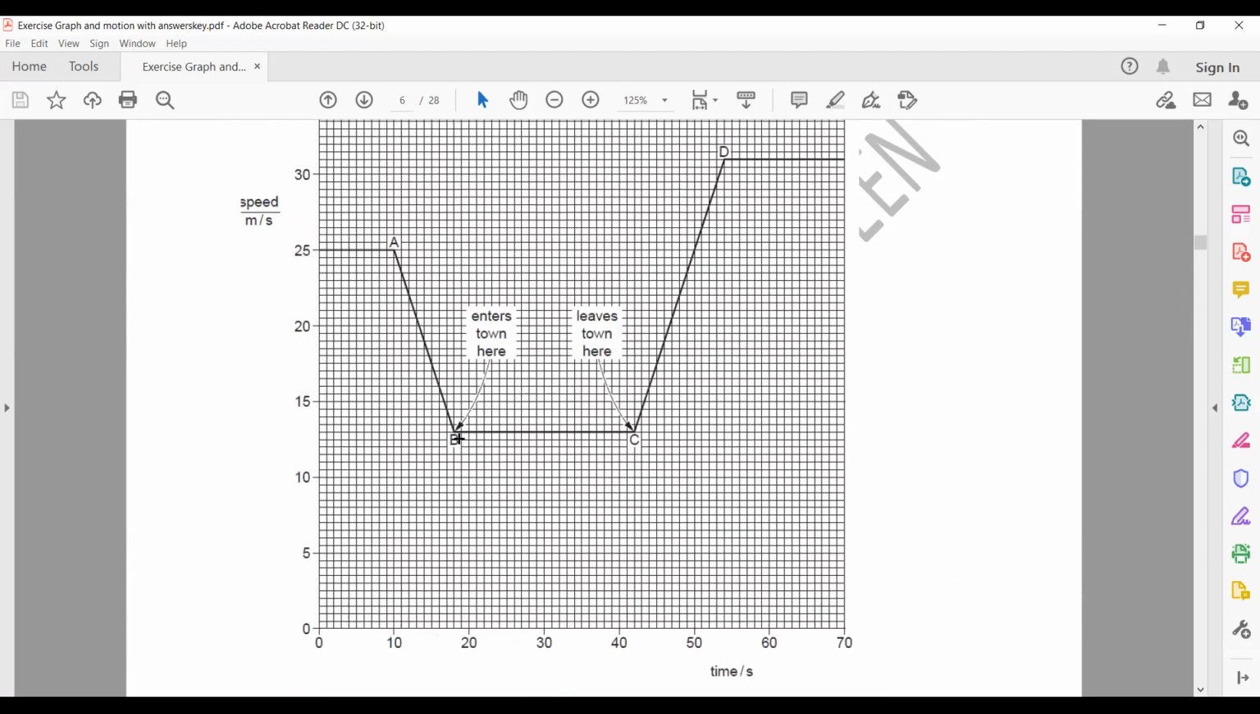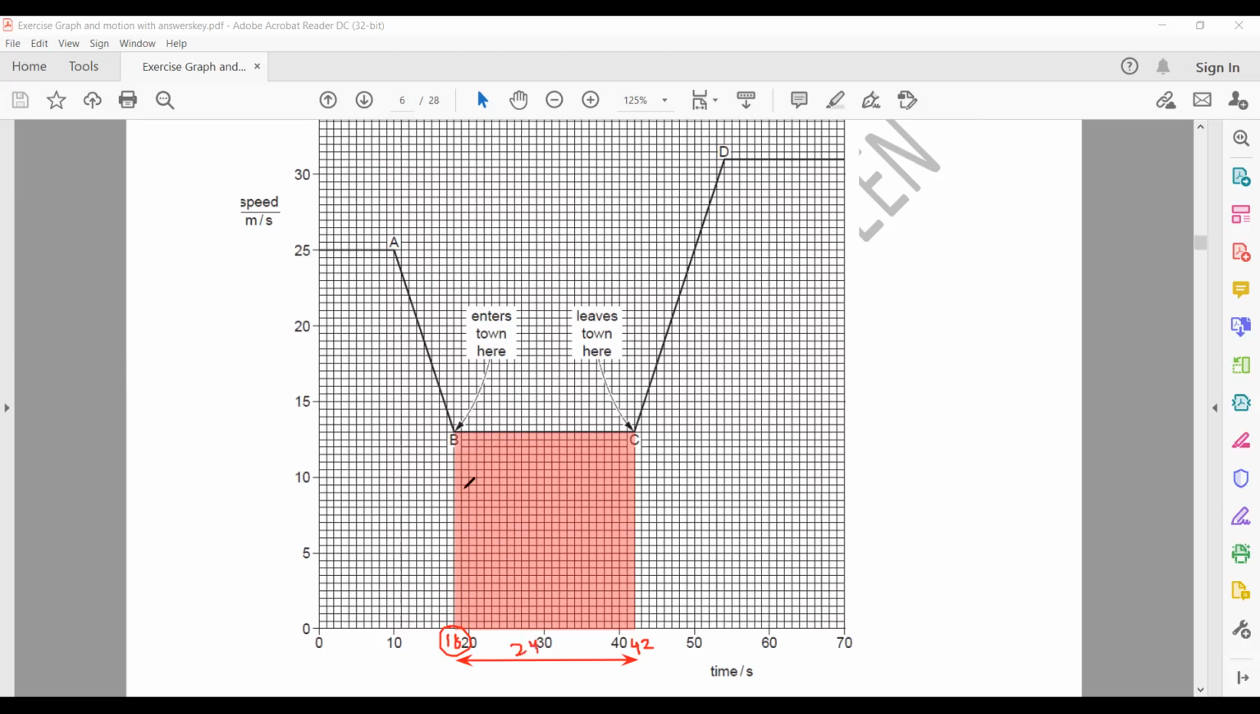On a speed time graph, when we are calculating a distance, we take the area under the graph. When it entered the town, the time was 18, and when it leaves the town, it is 42. So the time interval from start to end will be 42 minus 18, equal to 24.